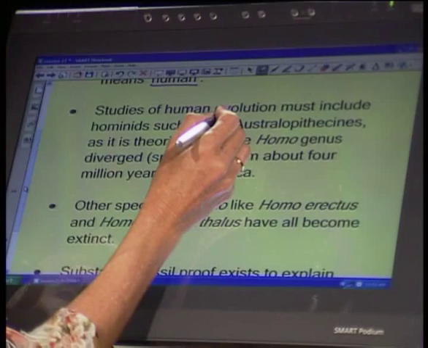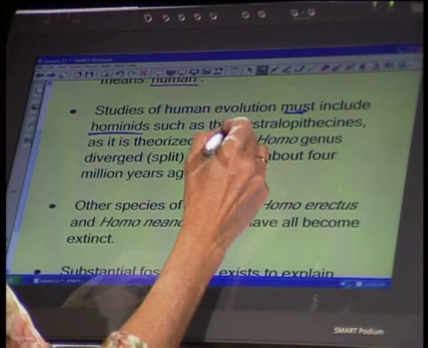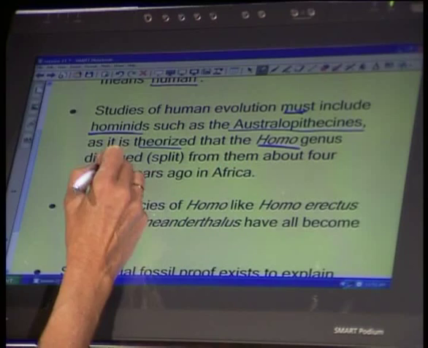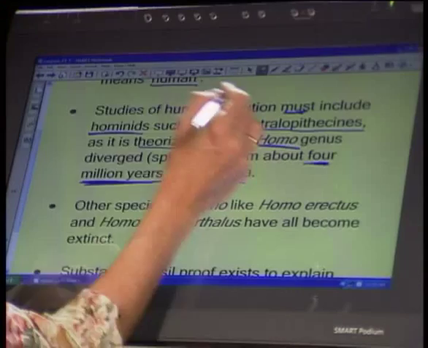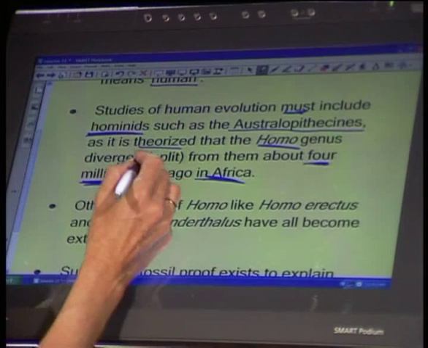Studies of human evolution must include hominids, such as, now these words are terrible to pronounce, so break it up. You have australopithecines. So australopithecines, as it is theorized that the Homo genus diverged, in other words, it split from them, about 4 million years ago in Africa. Okay, now remember we're going to do the out of Africa process or theory as well, hypothesis as well. So we look at human evolution and we say it must contain the hominids. Why? Because it's theorized that the Homo genus split about 4 million years ago in Africa.